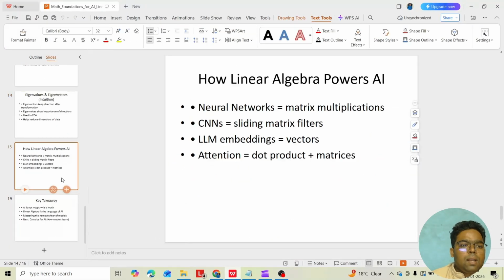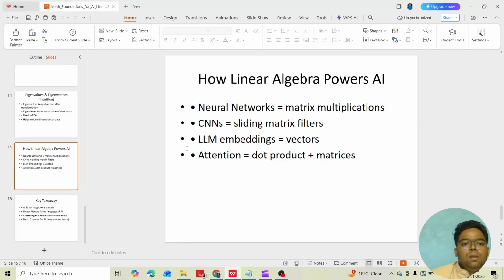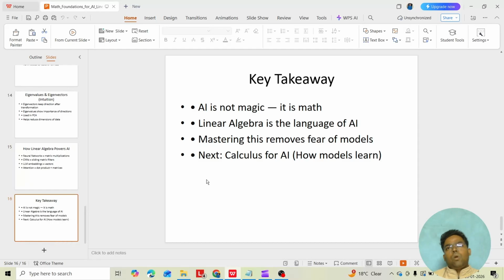So next we come to the near slide. Let's see how linear algebra powers AI. Neural networks use matrix multiplication, CNNs use sliding matrix filters, LLM embeddings are nothing but vectors, and attention equals dot products plus matrices. So the key takeaway, which is very important: AI is not magic itself, it is nothing but math. So linear algebra is the language of AI. Mastering this removes the fear of models itself. So that is all for today, and next we will talk about calculus for AI.